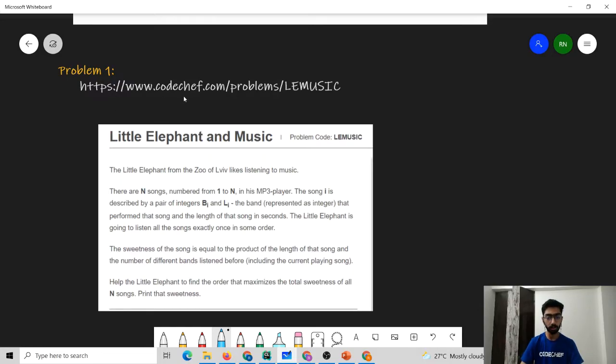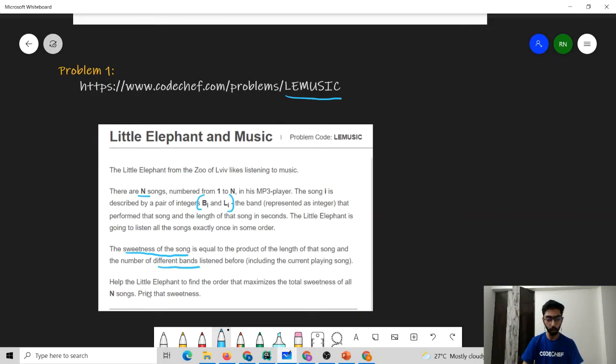This problem is a CodeChef problem with problem code LEMUSIC, and the problem name is Little Elephant and Music. I'll summarize the problem for you. There are n songs in total. Each song is represented by its band number and the length of the song. Now we need to find some ordering of playing all these songs. The sweetness of one song will be equal to the product of the length of that song and the number of different bands that were played before this song.